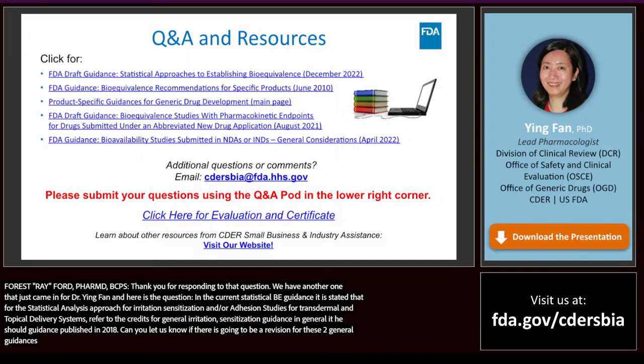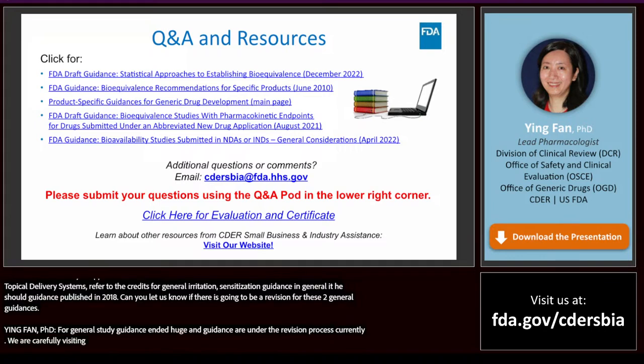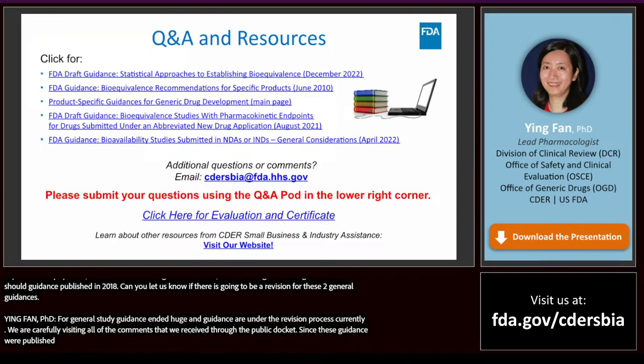Currently, the general irritation and sensitization study guidance and adhesion guidance are under the revision process. So we are carefully reviewing all the comments that we received through the public docket since these two guidances were published in 2018. We recommend that you pay attention to the FDA website for the most updated information regarding these two guidance revisions.